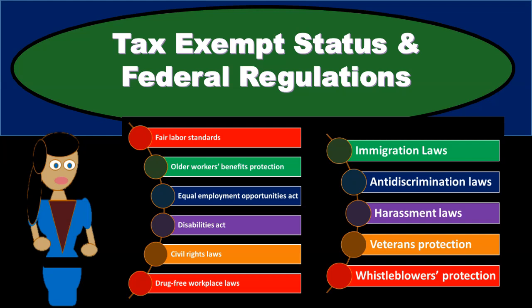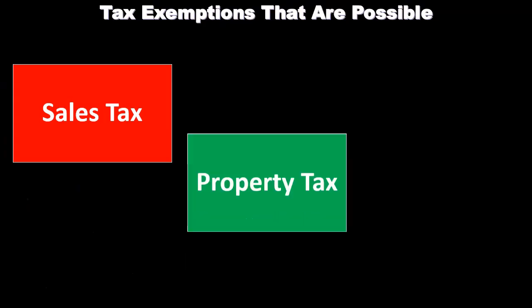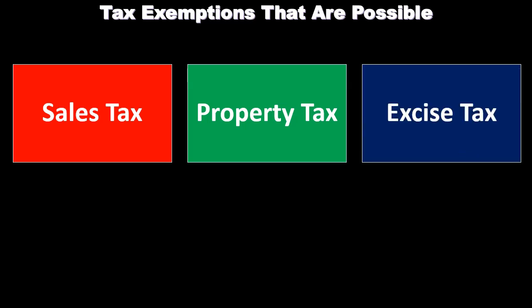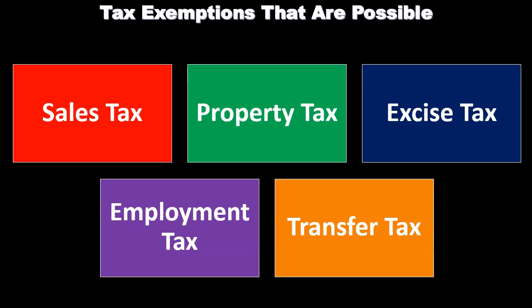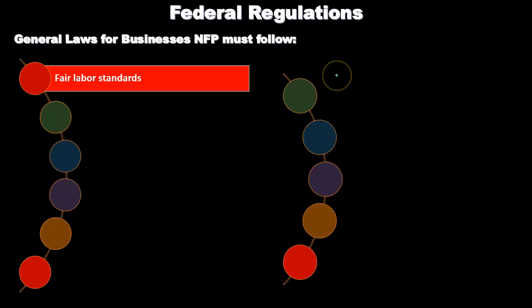In this presentation, we will discuss tax-exempt status and federal regulations. Tax exemptions that are possible include things such as sales tax, property tax, excise tax, employment tax, and transfer tax. The nonprofit organization is going to have similar rules that govern all types of business entities.